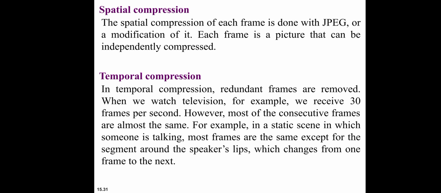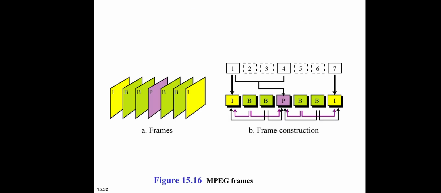Spatial compression is each frame done with the JPEG modification. In temporal compression, we will have the redundant frames removed, and we can see 30 frames per second for a television. We can see the frames will be translated for the consecutive frames. So this is an example of how the data has been transferred in the frame construction. You can see from 1, 2, 3, 4. It will be classified as IBBP. Then we can combine the frames and it can be transferred in the video.